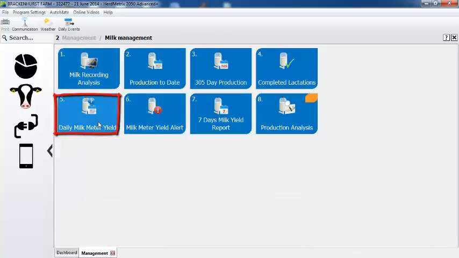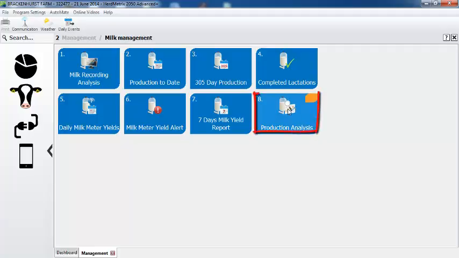We have our daily milk meter yields, but importantly, we have our milk meter yield alerts. And there we can pull out the cows who haven't realized the milk yield that we expected. We can look at the last 7 days of milk meter yields on one specific report.